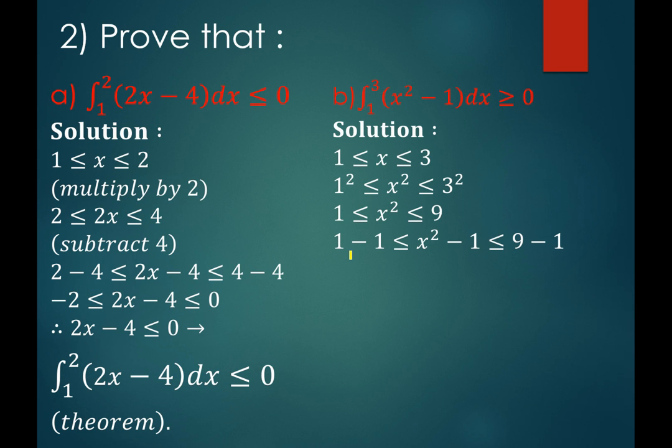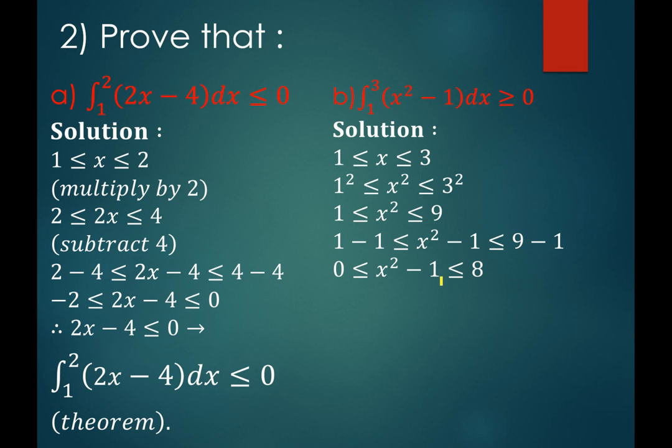Now, you need to subtract by 1 in each, from the question. Here the whole x squared is subtracted by 1. So you need to subtract by 1 here, and here, and here, to get the following. 0 smaller than or equal to x squared minus 1 is smaller than or equal to 8. Now, did you get the whole function completely written? Yes, you did. It is here: x squared minus 1.